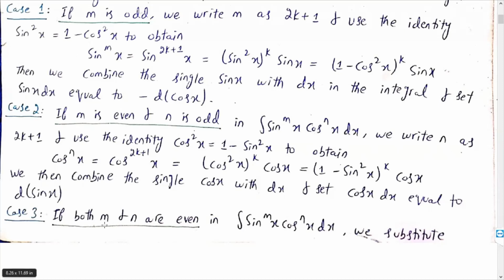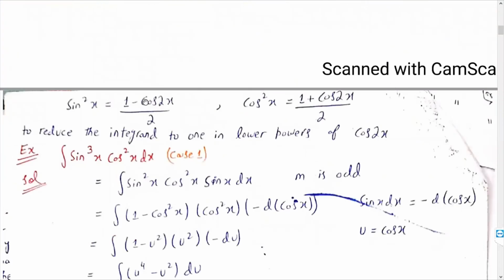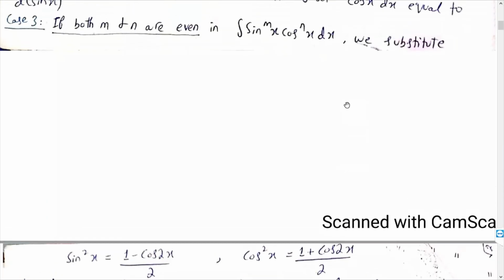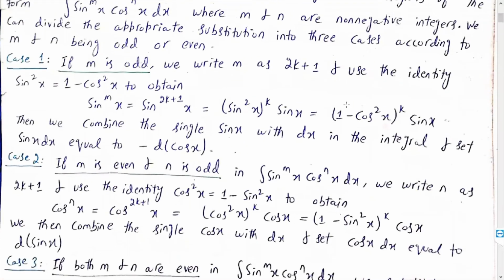The one remaining case is when both m and n are even. That means both of them are even. In this case, the substitution will not work. A reduction formula is required. So, if we say that sine is odd, we can split off an even number of powers of sine. Like if we have sine raised to the power 5x, so the power of sine is odd, we can split it into sine raised to the power 4x into sine x.